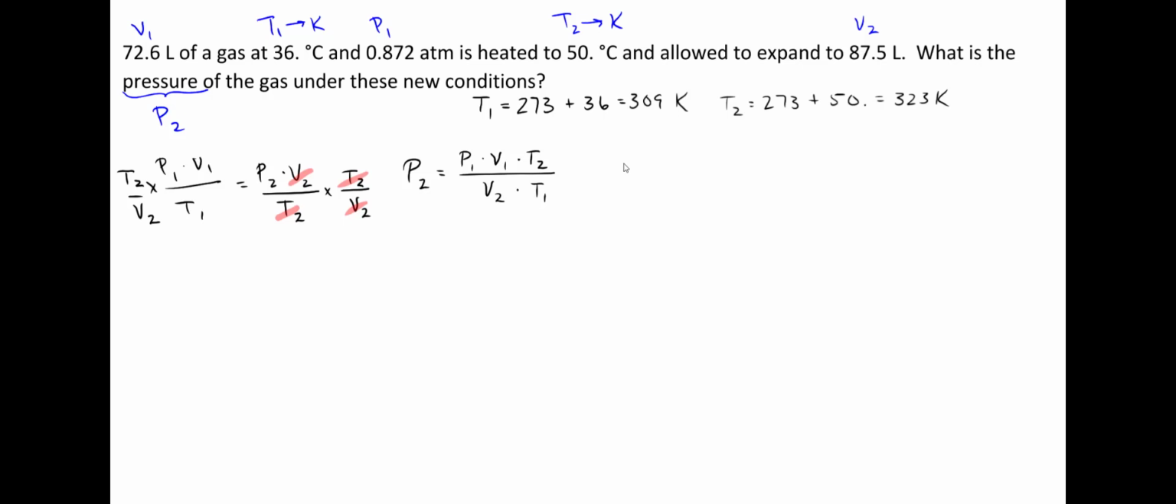And now we're ready to put numbers into the equation. So we just need to read them from the labels at the top. So P1 is 0.872 atmospheres. And please do put in your units. I need more room here. V1, 72.6 liters. T2, now be very careful, because even though people will often get this equation right, they still will put T1 up there, so make sure you get the right number. T2 is 323 Kelvin. V2 is 87.5 liters. And T1 is 309 Kelvin.